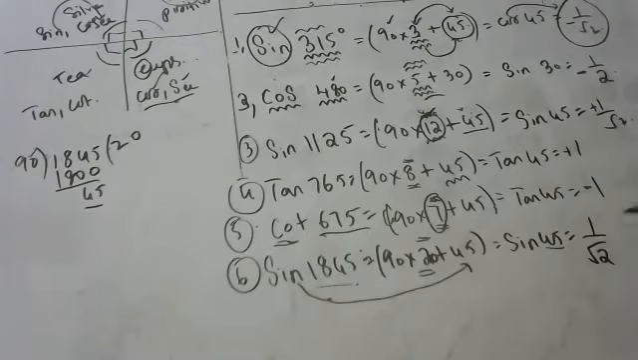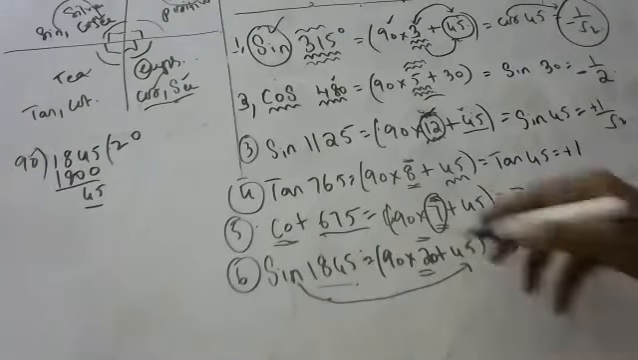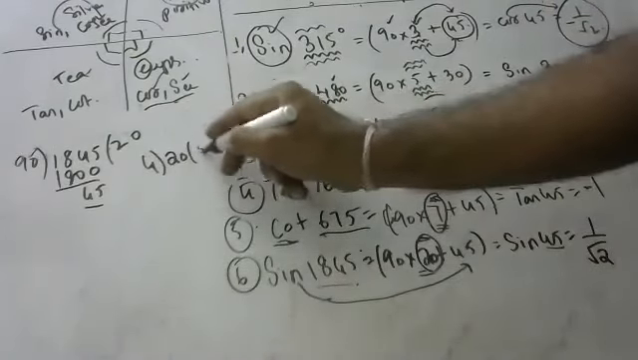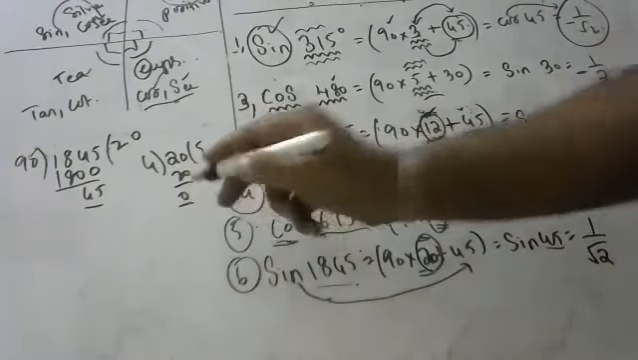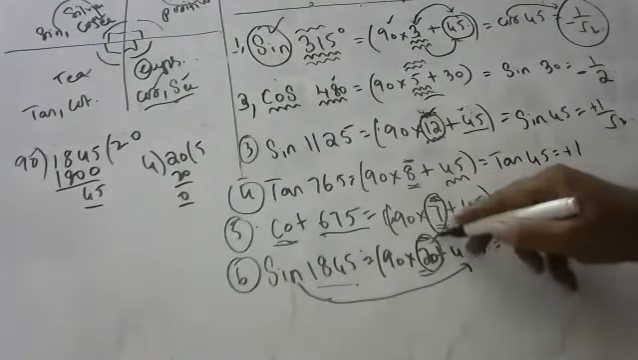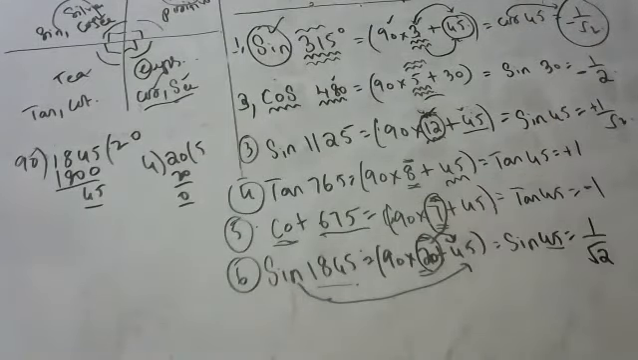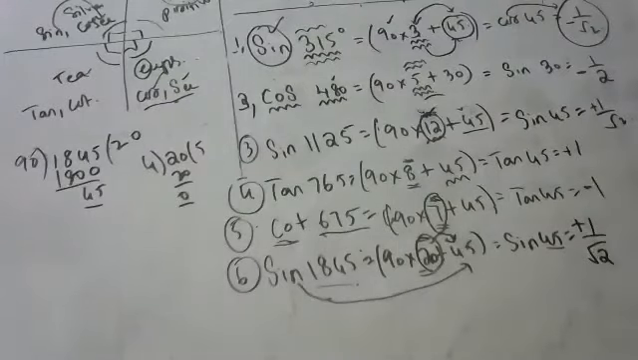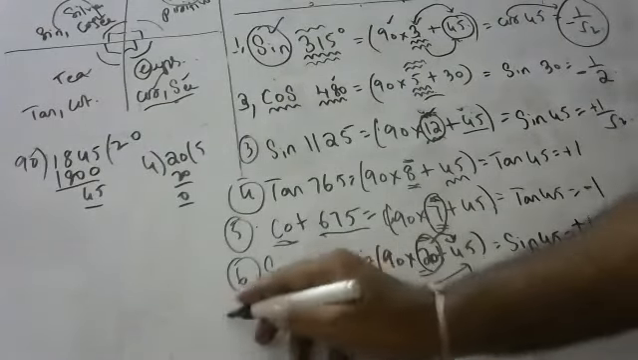It's 1 by root 2. Now, 20 is in which quadrant? First quadrant. Why first quadrant? 0 is the remainder. Rotations over. This is in the first quadrant. In the first quadrant, all are positive, so it's plus 1 by root 2. Last question for the day.